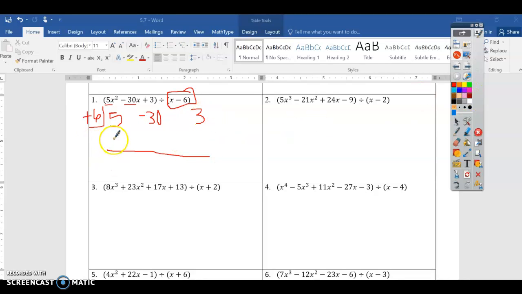Okay, so now we bring down our first term, so that's 5. 6 times 5 is 30. -30 and 30 is 0. 6 times 0 is 0. 3 plus 0 is 3. Okay, since this is x squared, this is going to be 1 less, so that's just x plus 0, remainder of 3. And that's it.